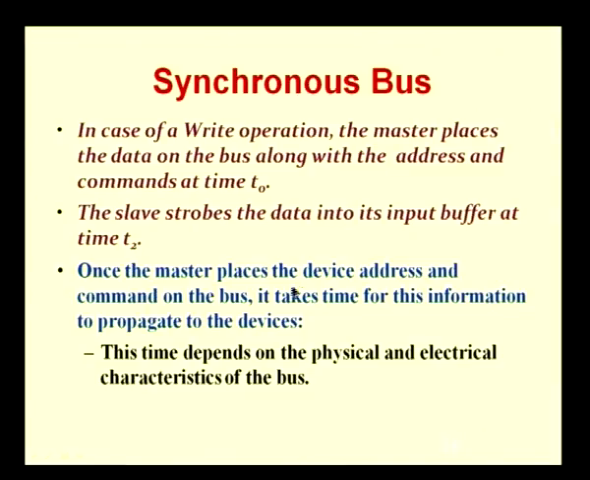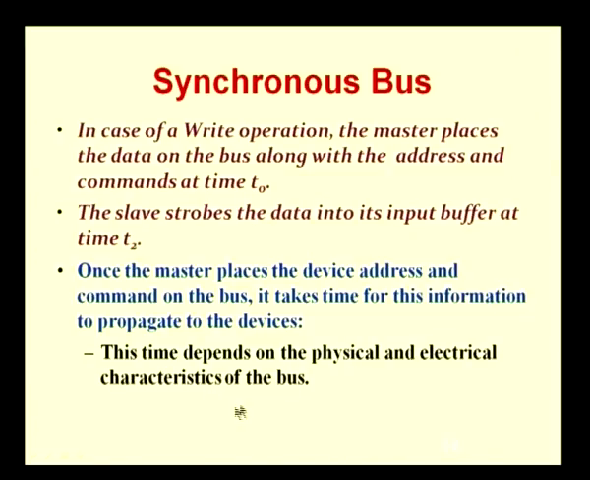Once the master places the device address and the command on the bus, we see that there is a large time between t0 and t2. Why do we have this time? It is because it takes time for the information to propagate to the devices. Remember that the bus is actually a physical connection, a set of wires. It takes time for the signal to propagate along these wires, so we need to give some time for the propagation to happen, which is why this time t0 to t2 needs to be specified. Normally this time will depend on the physical and electrical characteristics of the bus. It is basically a design decision.